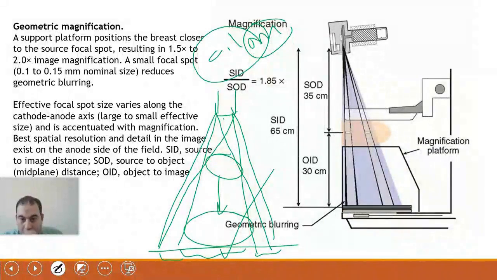We will make the breast itself adhere to the imaging plate. No, there is another arrangement that uses magnification. There is an empty space under the imaging plate here. There is another view that is taken magnified. You see, this is a distance.